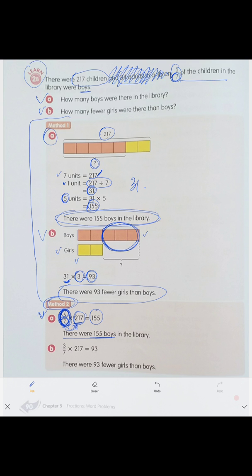They ask you, what is the difference? So you can know that your difference from the model is 3 units. So this is your 3 units. 3 parts out of 7 times 217, 93 fewer. Well, for example, what you can do is, to double check yourself, 5 sevens are boys. How many girls? 2 sevens. Girls, 2 sevens.